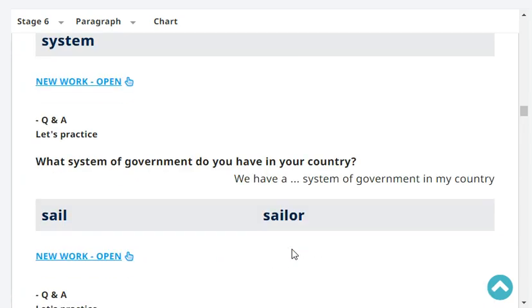What system of government do you have in your country? We have a democratic system of government in my country. Very good.